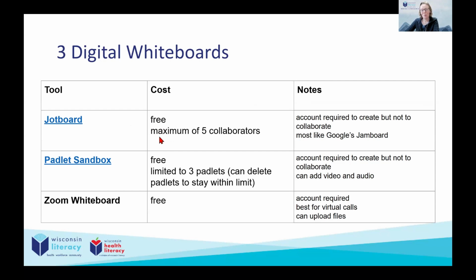So I'm good there, but it has told me I can have a maximum of 5 collaborators. So for example, there are 4 of us right now on the call today, and that's good. We can all be in the same jot board. But if I had 2 more people on this call, I would exceed my limit of collaborators. So if you have larger classes, you might want to consider getting one of the paid versions of Jotboard. Couple of notes on Jotboard: you do need an account to create one, but not to collaborate.